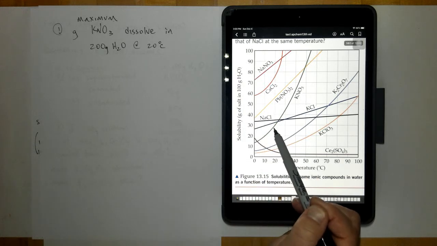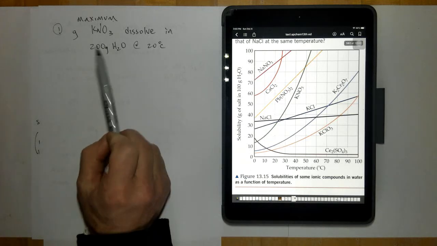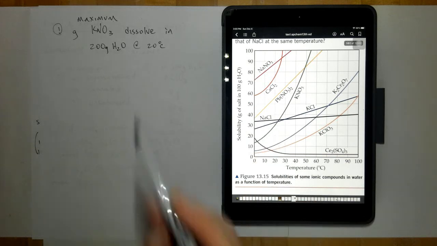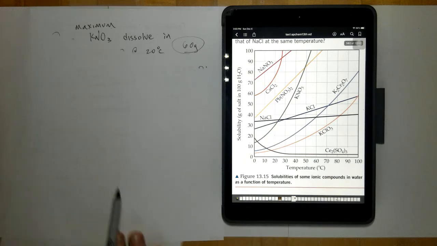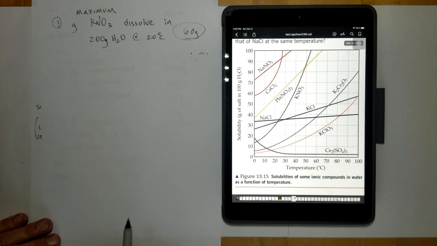But watch out, this is a trick question, because it says how much could dissolve in 200 grams of water. Well, in 100 grams of water, we could dissolve 30, so double it, so you could dissolve 60 grams because it's in 200 grams. So see how there's a tricky part to it? You got to make sure that you read over here how much you dissolved.